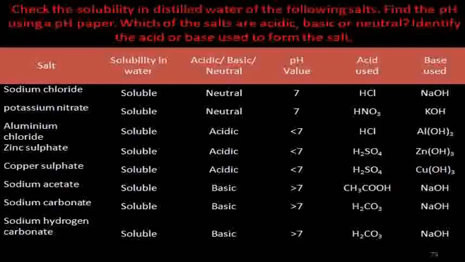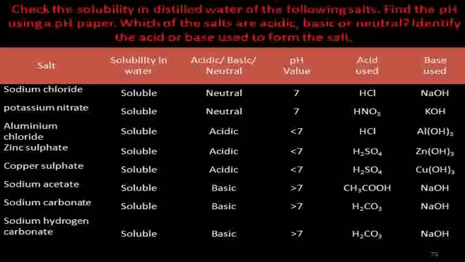And you can see the next one, sodium acetate. Sodium acetate dissociates into acetic acid and sodium hydroxide. Acetic acid is a weak acid. We know organic acids are weak acids. And sodium hydroxide is a strong base. So therefore, the basic nature is more shown in the solution. That is why the pH value is more than 7.